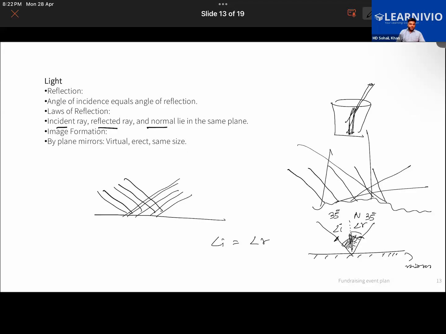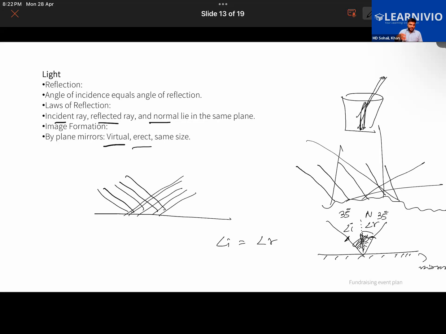The nature of the image formed by the plane mirror is that it always forms a virtual image, because the rays of light are not actually meeting at a point. A virtual image is formed when the rays of light only appear to be meeting at a point after reflection. Then the image is always erect, not inverted, and it is of the same size. These things we have learned about the plane mirror.